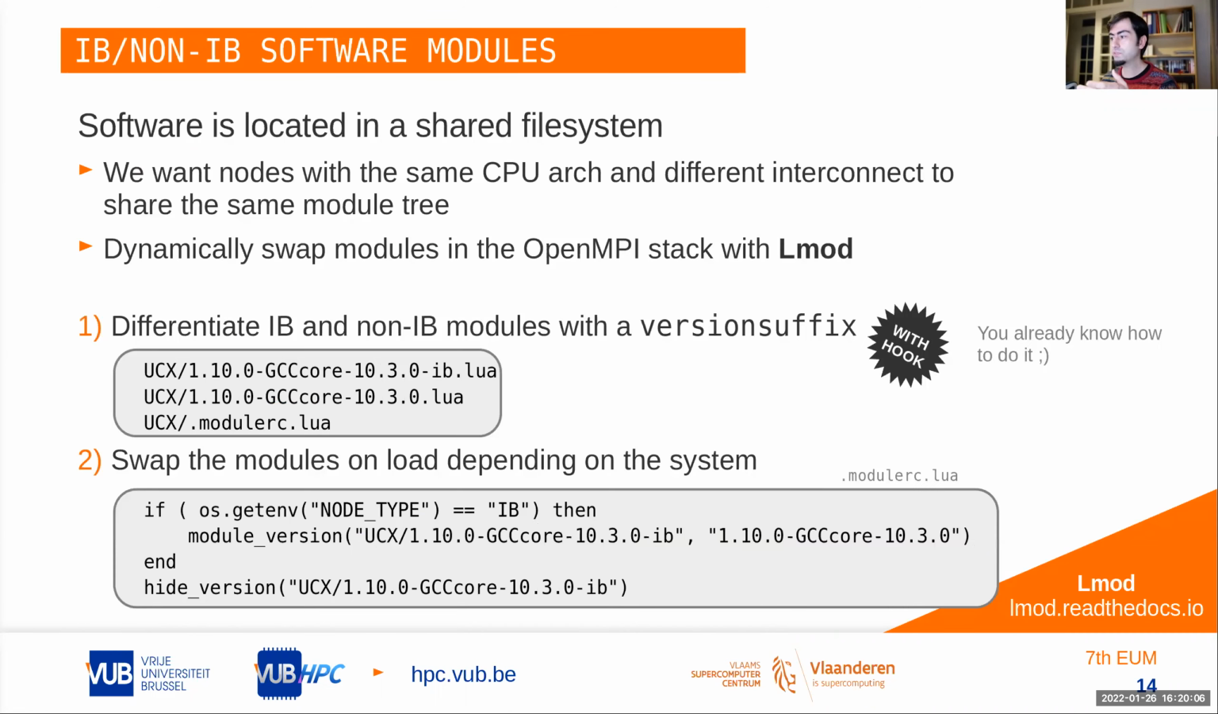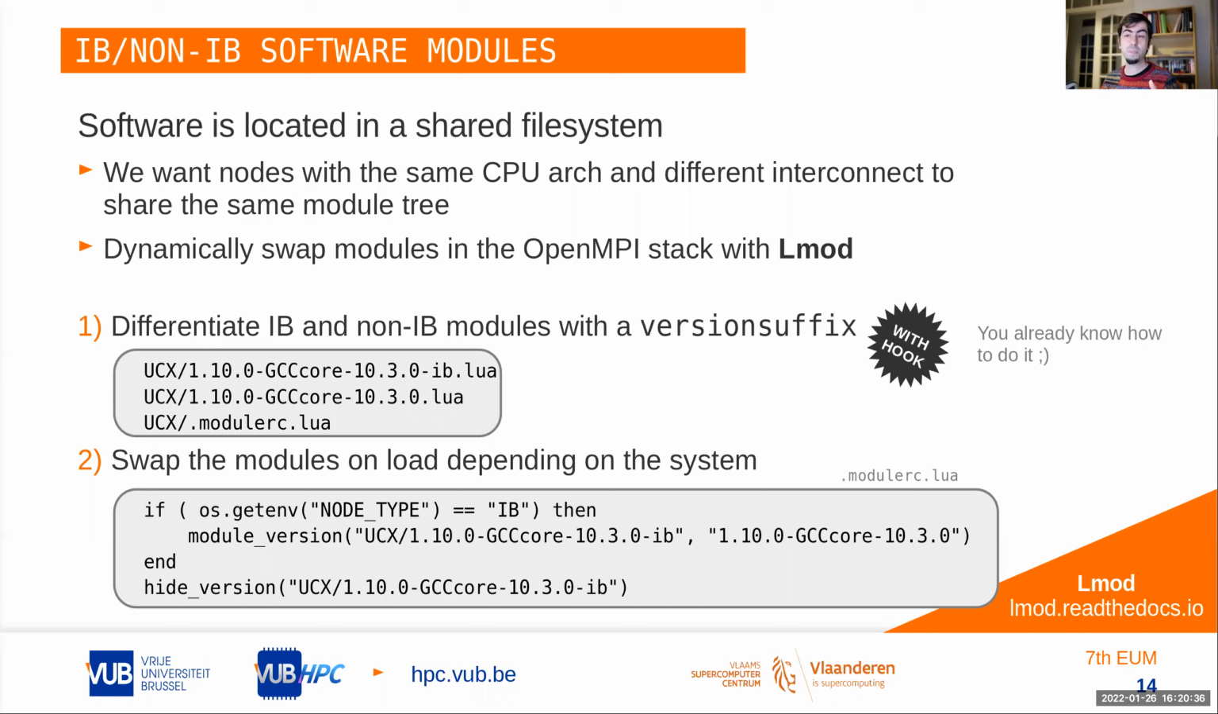Then we also have one additional trick that we do in LMOD. And that's because using these hooks has the consequence that we end up with two different software installations for OpenMPI. We have some nodes with an OpenMPI installation that supports InfiniBand, and other nodes will have the exact same module of OpenMPI, UCX, without InfiniBand.